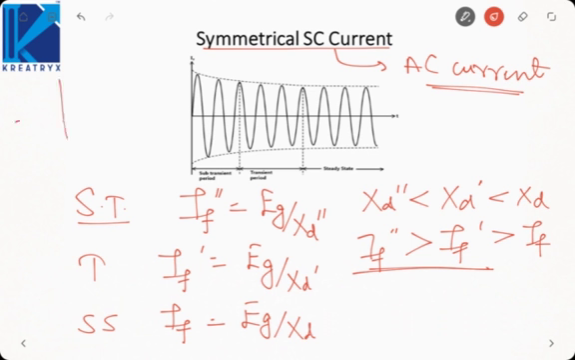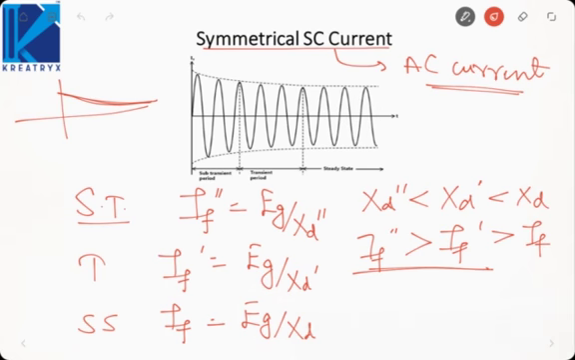We plotted DC offset current something like this in the last class. And the symmetrical AC current is decaying due to increasing reactance of the machine. So AC current will also decay as well as DC current will decay. AC will decay due to increase in reactance. DC will decay due to resistance of the machine.